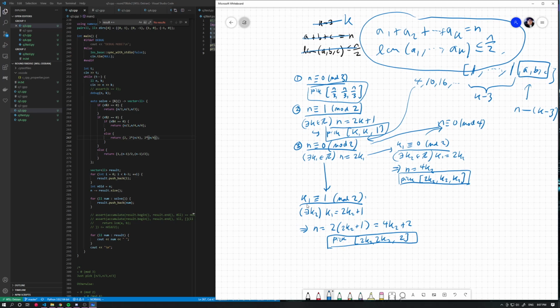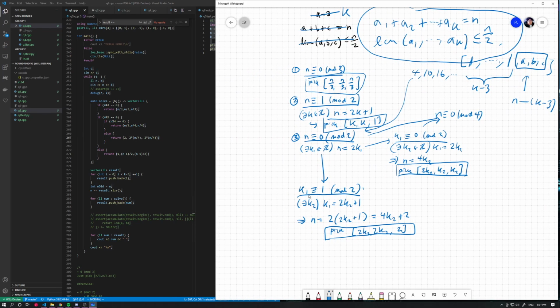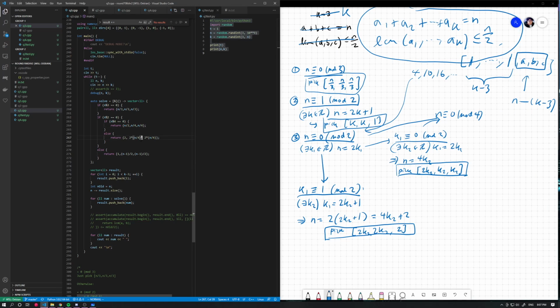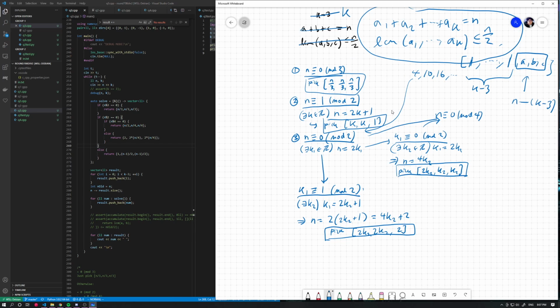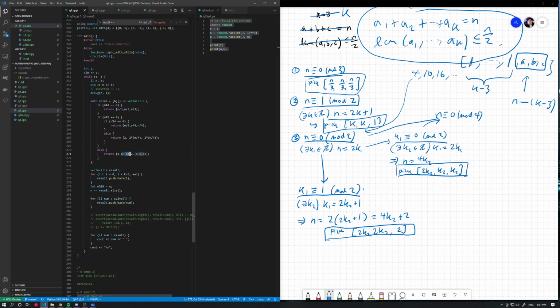Let's see what else. Here, if n is actually odd, then I return 2 times n over 4, 2 times n over 4. That corresponds to this case. And finally, if n is odd, then I return 1, and then this, which corresponds to k. And then for the next part, I literally just pushed back ones until k minus 3, and then solved it for n minus the size of how many ones I pushed.